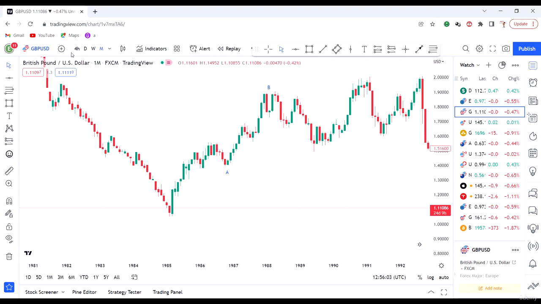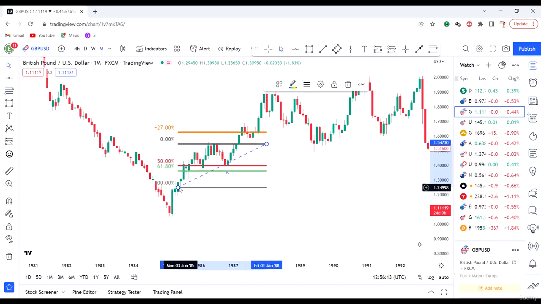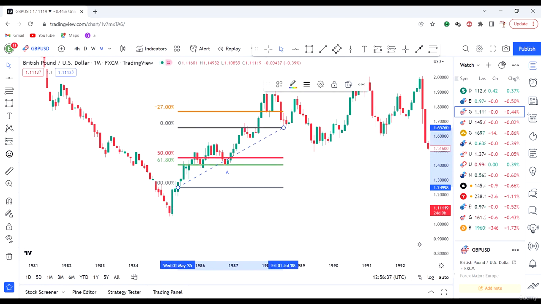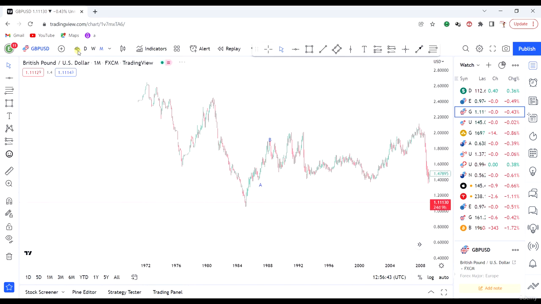So let's just assume that this is a trend. Okay, let's assume from here to here. Now this is point A and this is point B, right? Point A, point B. Now look at point C. This is a 50% Fibonacci retracement level. So it came here and touched this 50% and continued. So these two levels, the 50% and the 61%, are very powerful levels that traders use a lot.